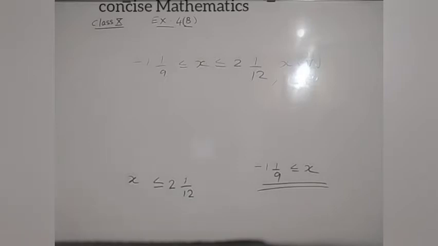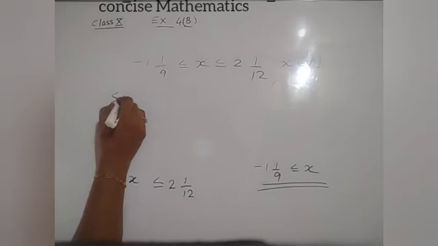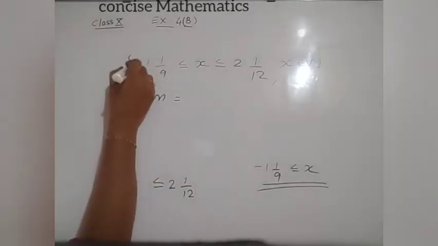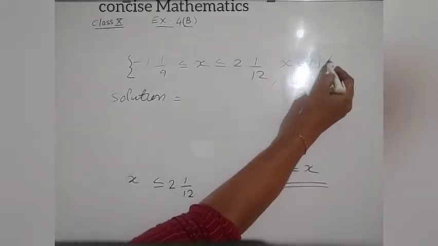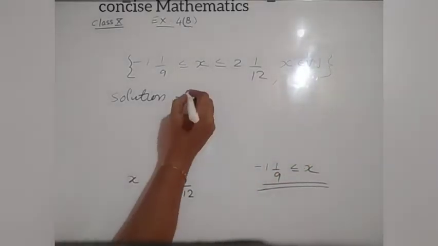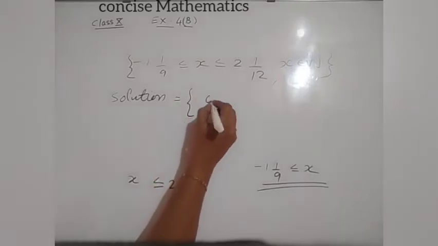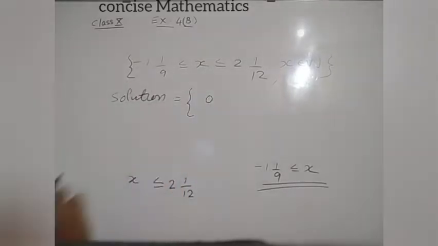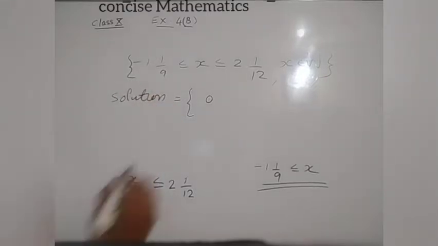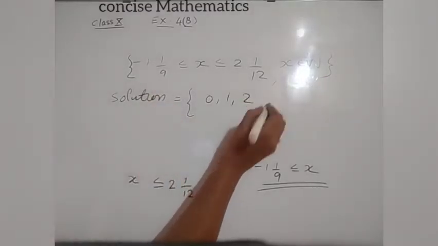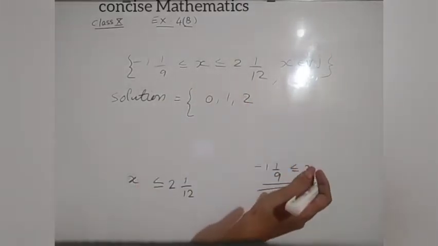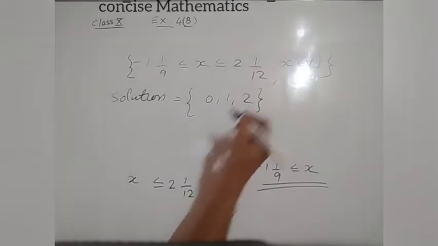Can you say the solution set? Whole numbers means we can list the numbers. Whole numbers start from 0, so we can't take the negative values. Starting from minus 1 1 by 9, we take 0, then 1, 2 is there, 2 1 by 12 is there, so we can't take 3. So 0, 1, 2 is the solution.